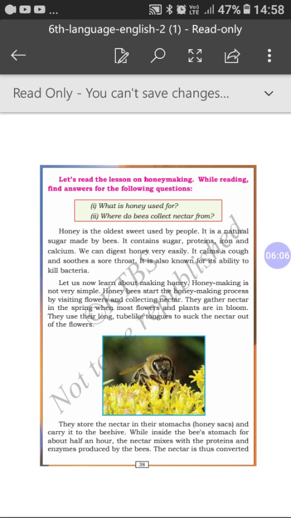So, in this paragraph, you are going to learn how the honey is made. We already understood that honey is made by honey bees, a kind of insect. So let's see how they make the honey. Honey making is not very simple. It is a difficult work. Honey bees start the honey making process by visiting flowers and collecting nectar.